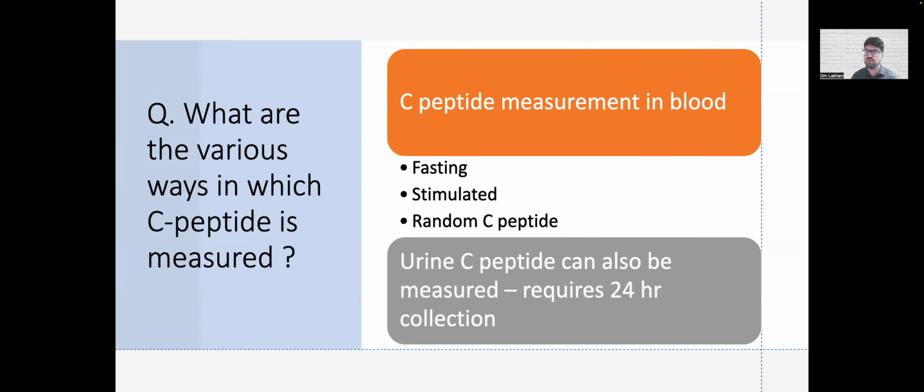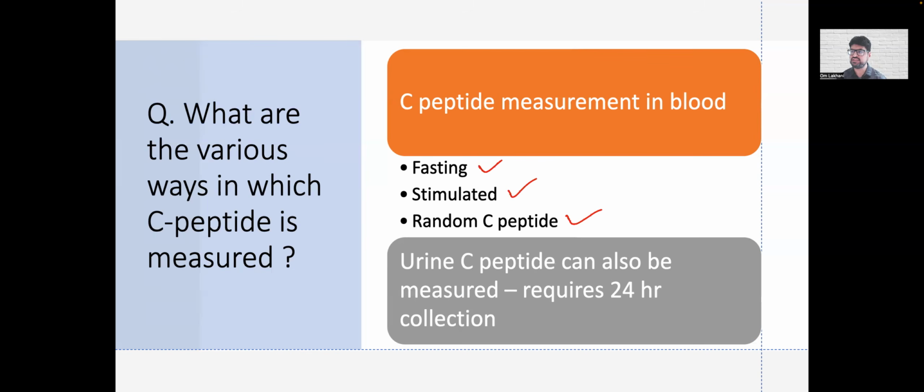Okay, now how do you measure the C-peptide? We already told you the ways in which you collect the sample, but C-peptide can be measured in the blood or in the urine. When you measure the C-peptide in the blood, you can measure it as a fasting sample, as a stimulated C-peptide, and as a random C-peptide. All the three have some importance in clinical practice.